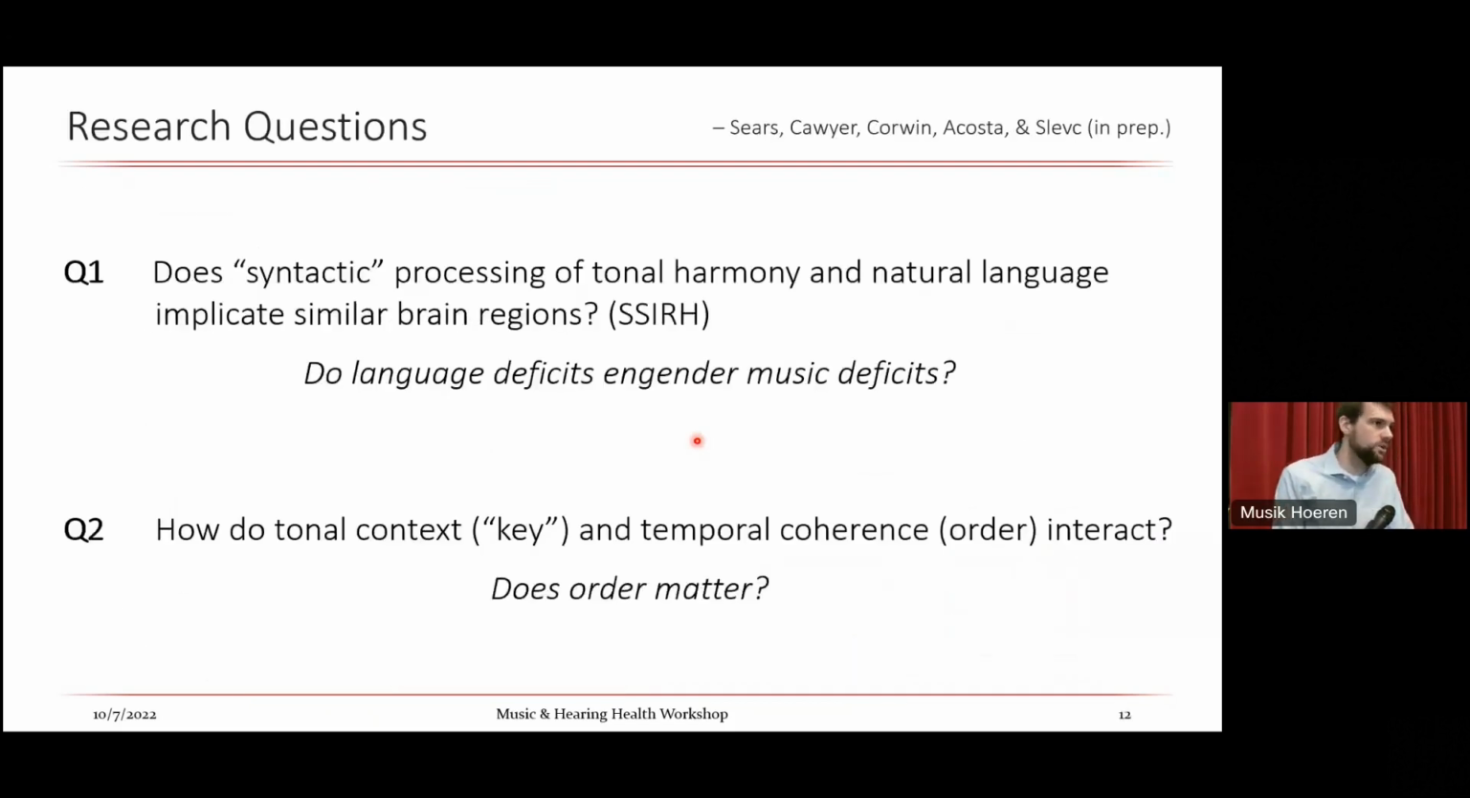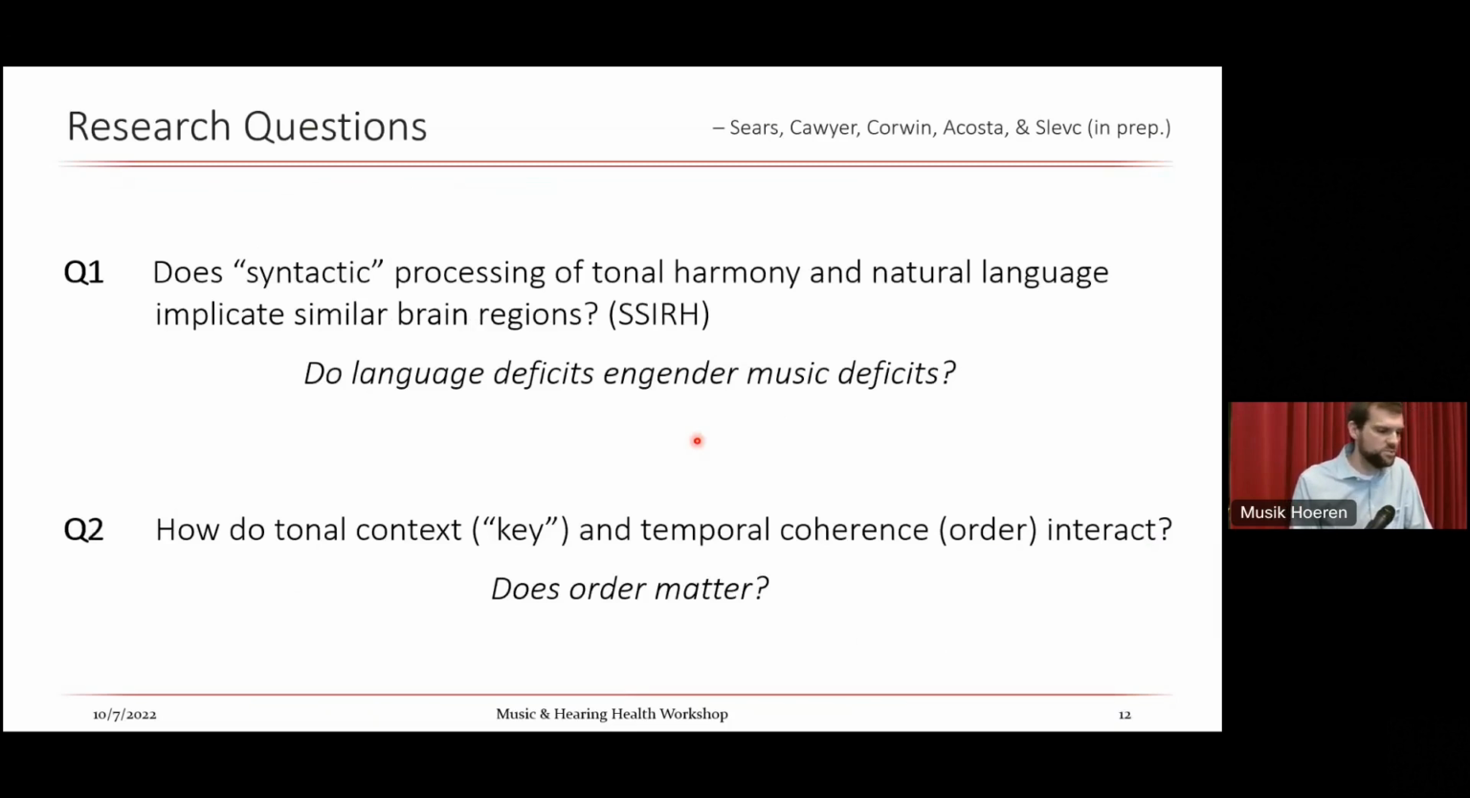So we thought, those previous studies all looked at tonal context. They weren't worrying about the temporal structure. They were just thinking, is this related to the key or not? So we thought, well, let's add in that factor and look at this temporal structure factor. So our questions were, does syntactic processing of tonal harmony in natural language implicate similar regions of the brain?